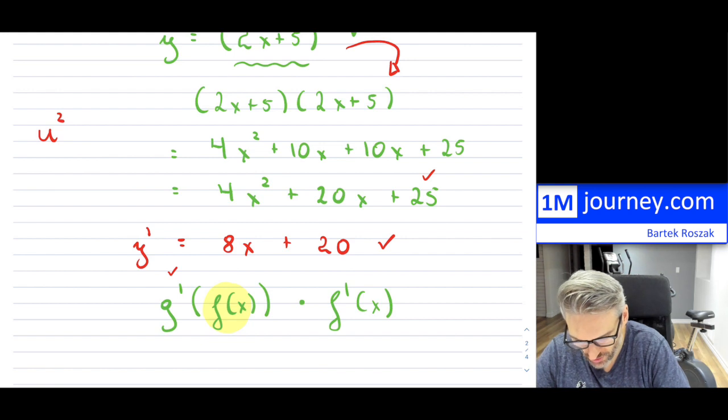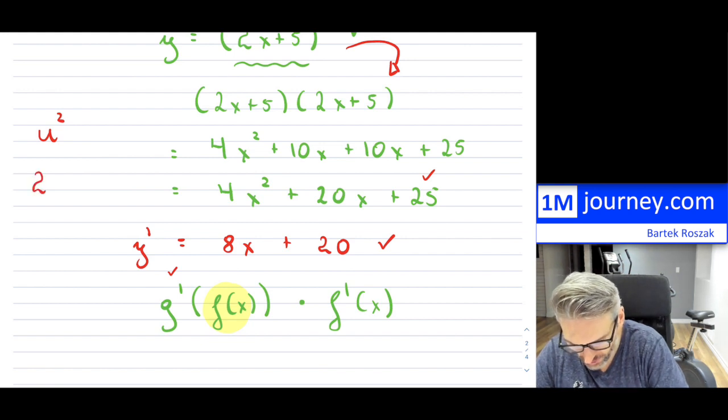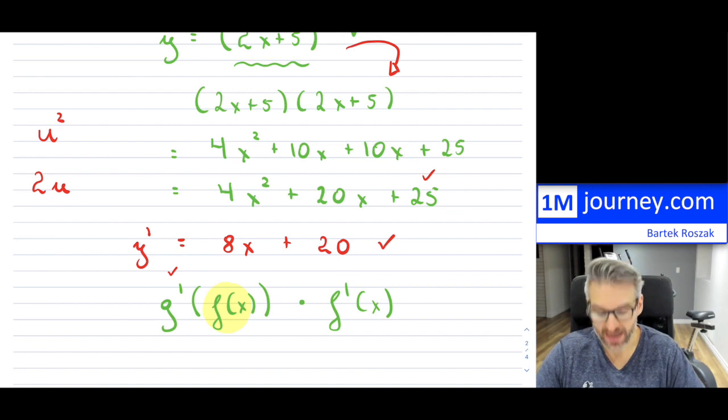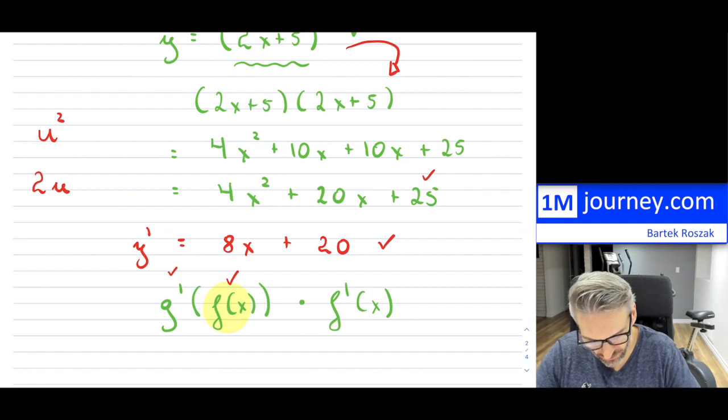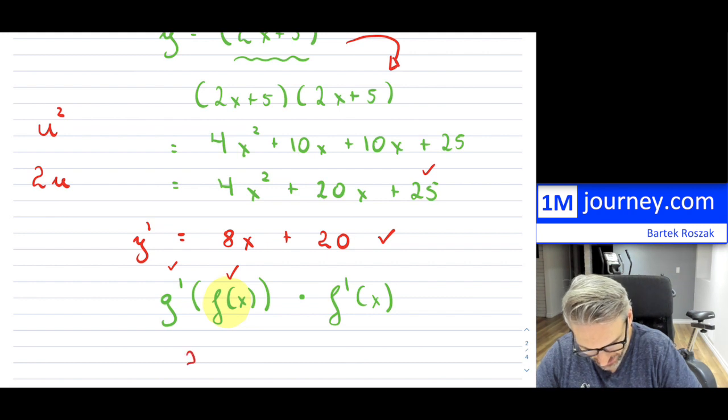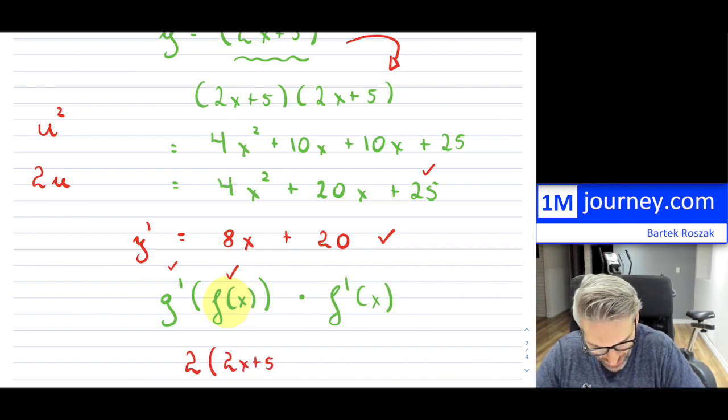So if this was u squared, the derivative is just simply 2u. That's what the derivative is. Now, of course, u just means f(x). So what we are doing here is we're taking the actual function itself, and this is going to be simply 2 multiplied by f(x), which is inside, which is going to be 2x plus 5.